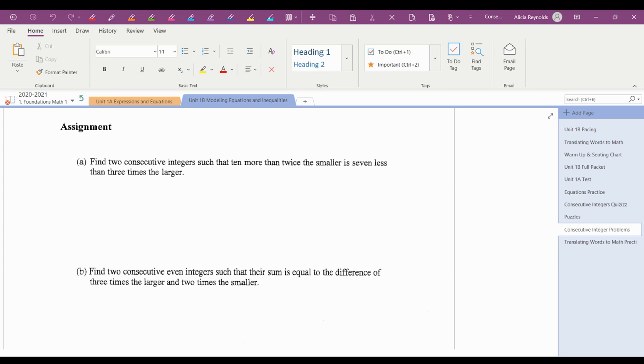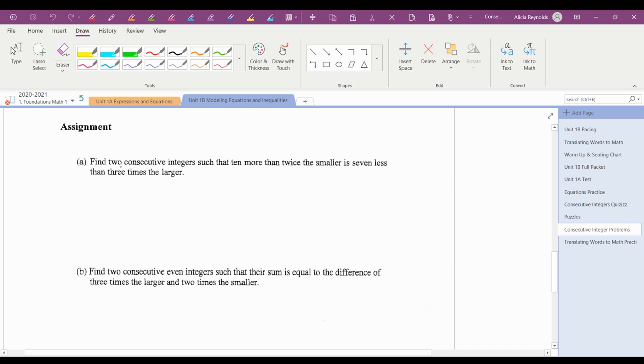So let's start with letter A. Find two consecutive integers such that 10 more than twice the smaller is 7 less than 3 times the larger. So the very first thing we need to do is define our variable, x. So if x is an integer and I want to find two consecutive integers, the next one is going to be x plus 1.